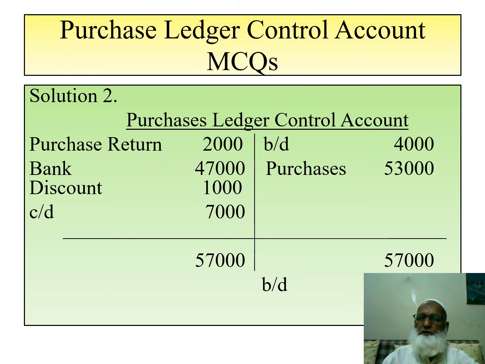Because this reduces the liability. Purchase return reduces the liability, therefore it is recorded on the debit side. Bank also, if anyone pays off the trade payable, the liability is reduced, and therefore it shall be recorded on the debit side. Discounts also reduce the liability, and the balance for this account is 7,000. It is shown over here.